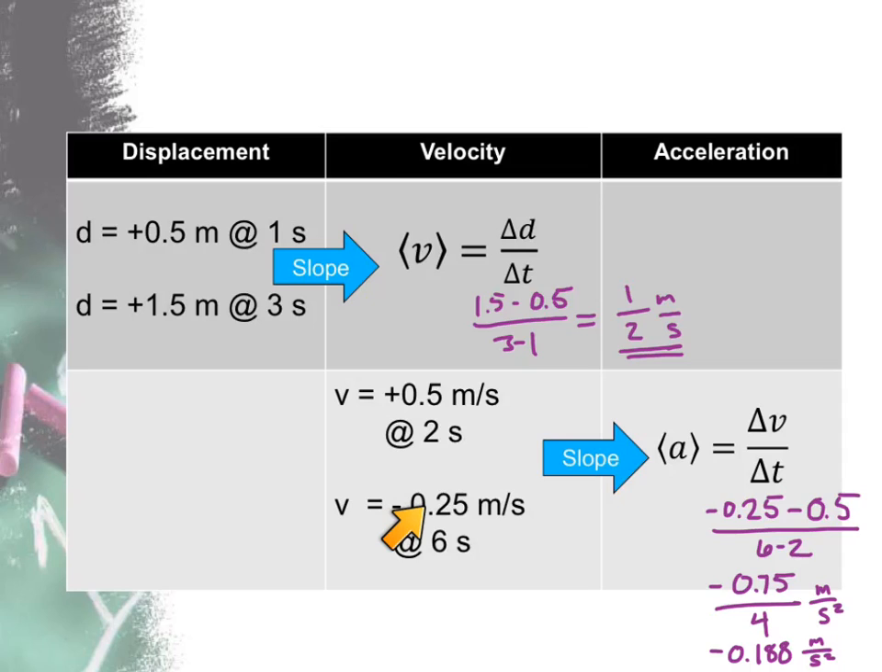So if we ended up here after 6 seconds at negative 0.25, take the difference of that from our initial velocity, so that means the person's velocity changed by negative 0.75 meters per second. And that changed over a time period of 4 seconds. So when we take negative 0.75, the change in velocity, divided by the change in time, we get an acceleration of negative 0.188 meters per second every second.